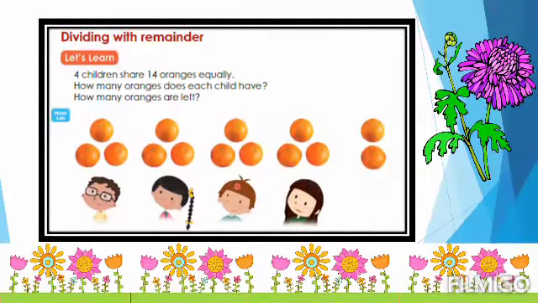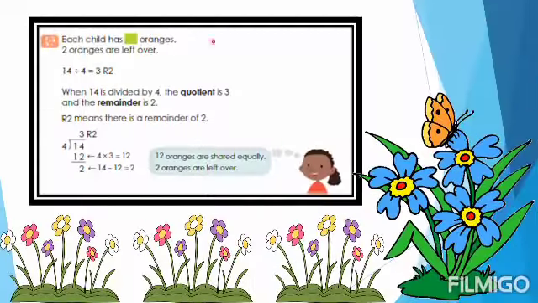Okay, on this slide, class, we'll be learning dividing with remainder. So let's discuss this topic, class, with a problem. We have here 4 children share 14 oranges equally. How many oranges does each child have? How many oranges are left? So each child has blank oranges. 2 oranges are left over.